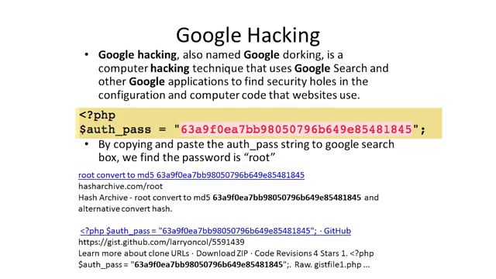Google hacking, also named Google dorking, is a computer hacking technique that uses the Google search engine to retrieve potential information about the victim site or the victim's code. You can also use other Google applications to find security holes, either in a configuration file or in computer code that may contain an encrypted password string.